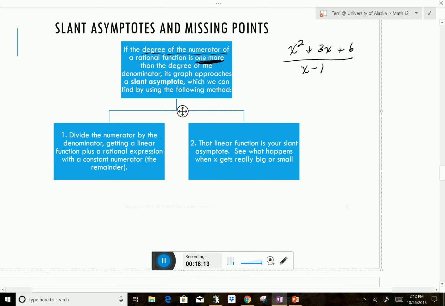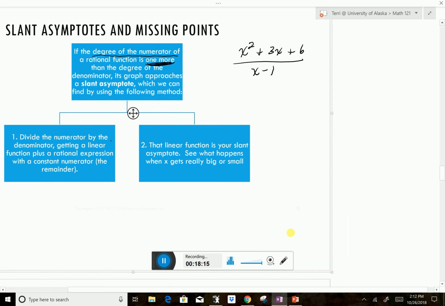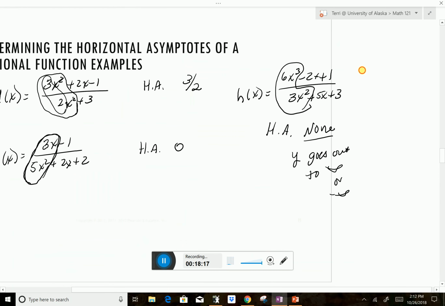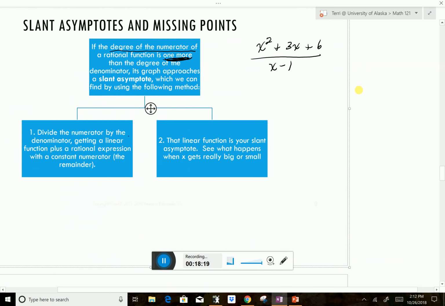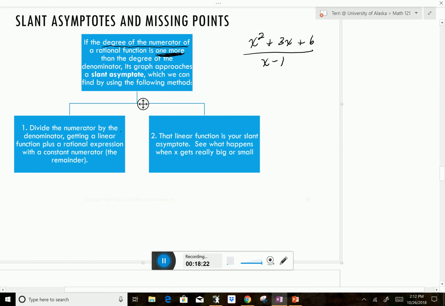Okay, so I want you to think about this. Like we did in the last section, we could do this division problem, right? We can actually even use synthetic division. 1, 3, 6, and 1. It's 1. 4 times 1 is 4. We end up with 10. So we rewrite this. It actually looks like this: x plus 4 plus 10 over x minus 1.